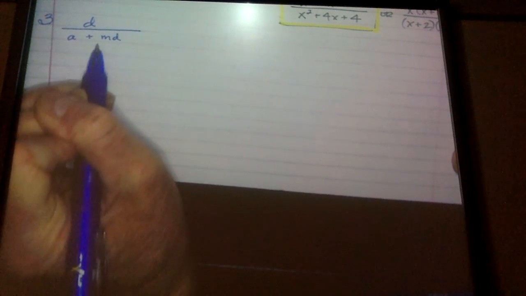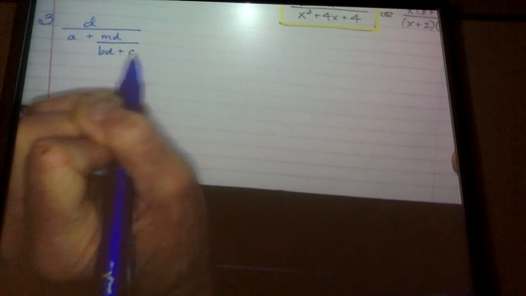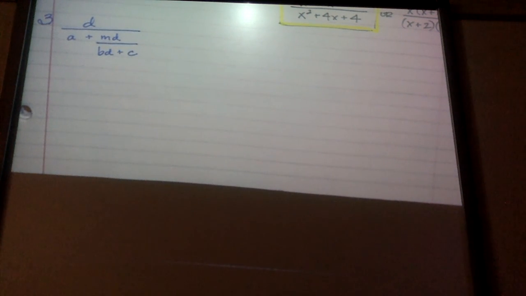Next one. D divided by A plus MD divided by BD plus C. Now, this one is not a complex within a complex. It's just the fraction, okay?